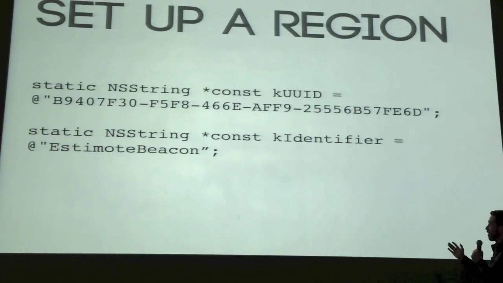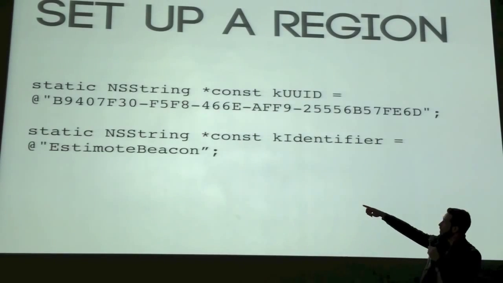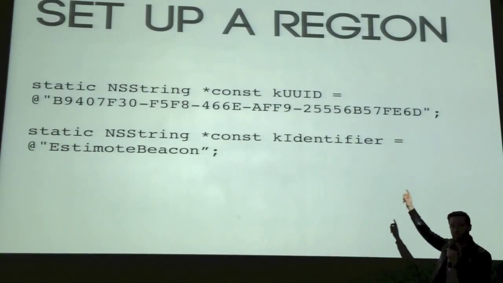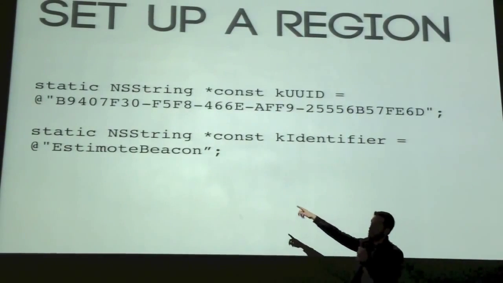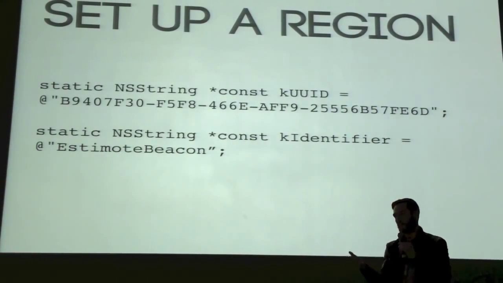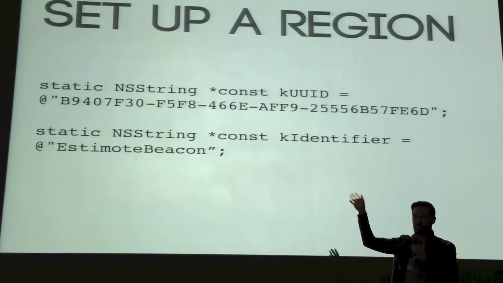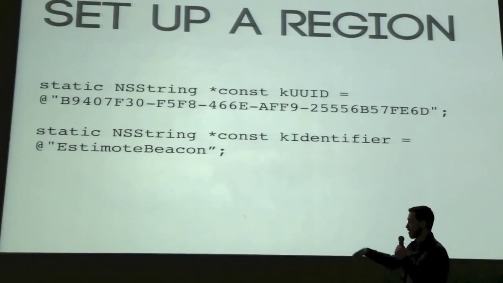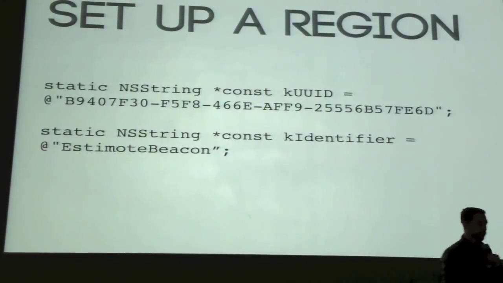So here's what setting up a region with just a UUID looks like. I'd set up a constant, and there's that big, long UUID. And then you set an identifier for that region, and it's just a way for you to keep track of the name of that region. That UUID is just a big mess of numbers. What's a common-tongue way of referring to that region? Well, I'm going to say, oh, this is my Estimote Beacon region.